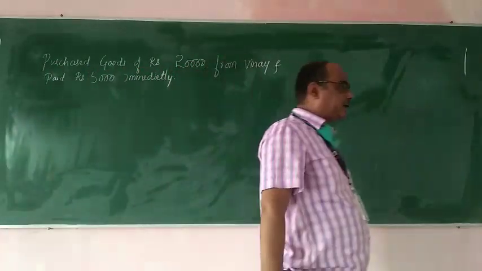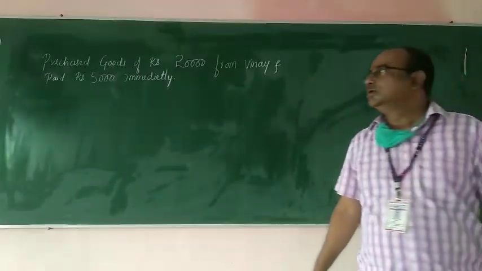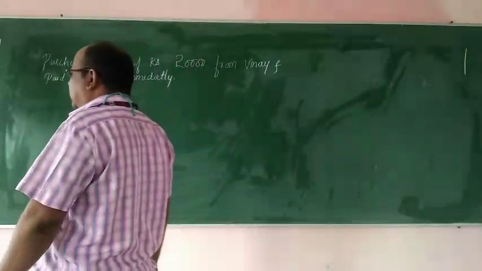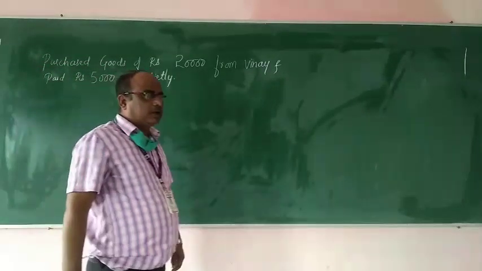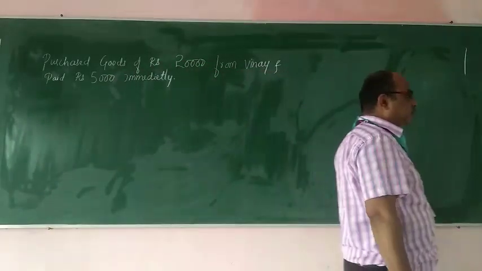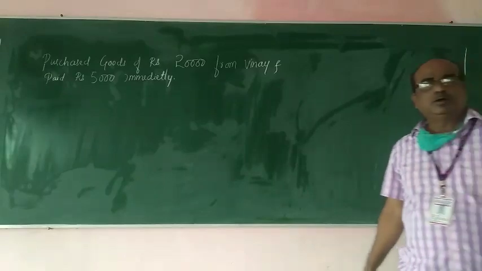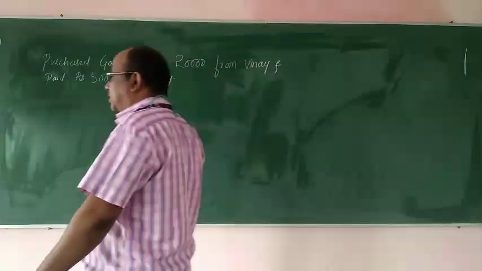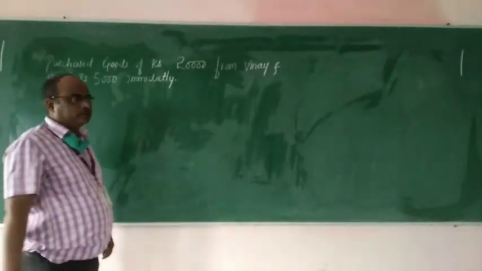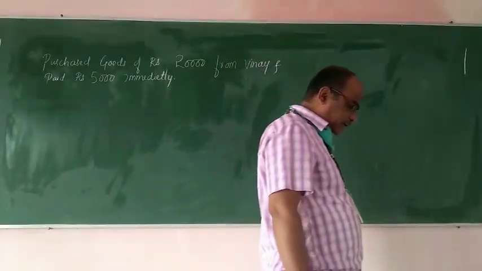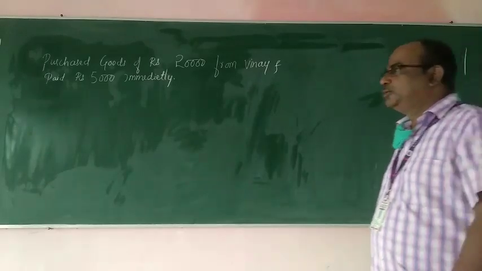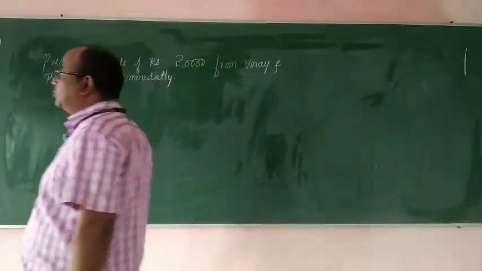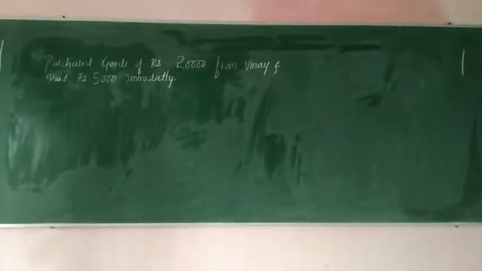So if you read the transaction, what we have done here, we have purchased the goods of rupees 20,000 from Vinay and we have paid immediately rupees 5,000. So what should be the journal entry now? Goods we have purchased of 20,000 and we are paying how much? 5,000 immediately. It means that 15,000 is balance which we are supposed to pay in the future date.